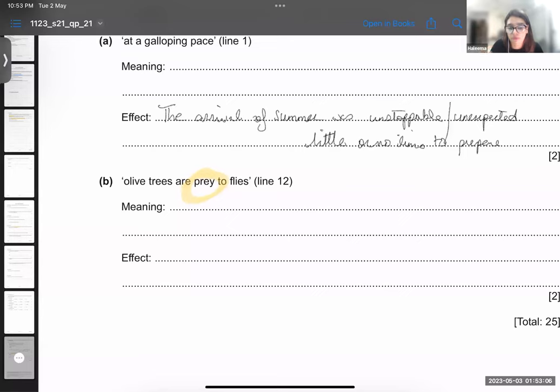All right, so that is what we call a chain of thought. Keeping that in mind, the first response would be that olive trees are attacked by flies, eaten by flies, or targeted by flies. These are your meaning. But when we talk about effect, the author is trying to create the effect that the olive trees are weak or defenseless in front of the flies. If certain diseases attack plants, they can fight them. But if a physical animal is coming to eat that plant, there's not much the tree can actually do about it. So if flies are coming to eat the olive tree, it can't do anything about it. It's weak in front of it. And that's the effect the author was trying to create using the word prey. Right? Alina, do you still have a question?